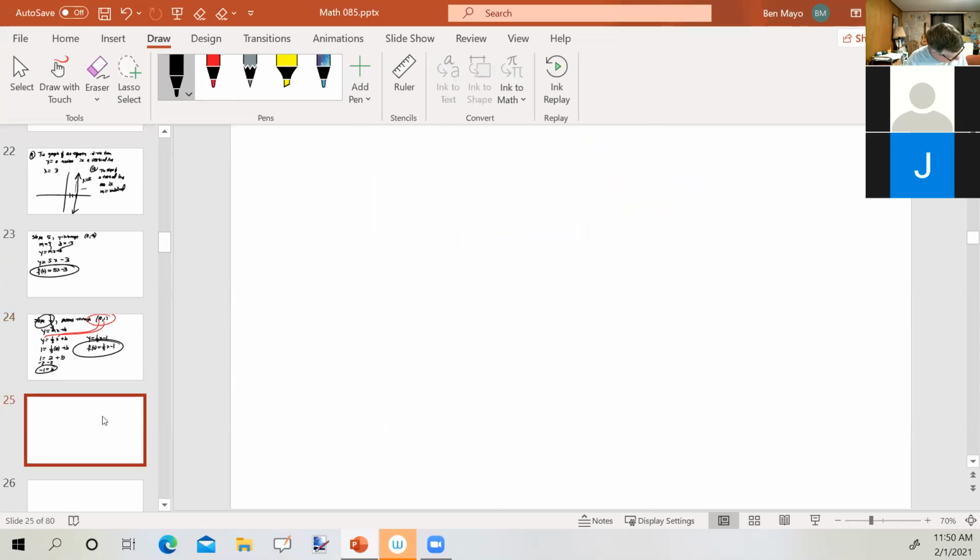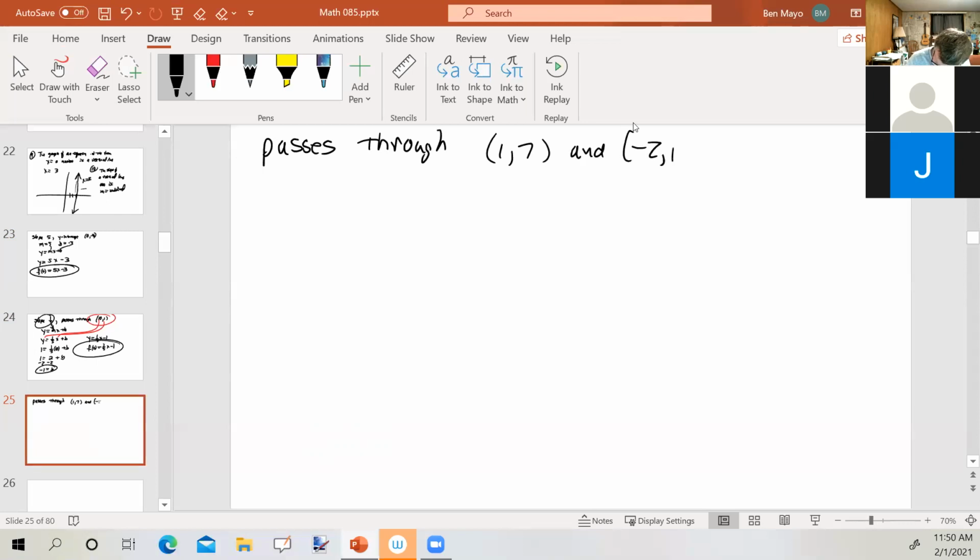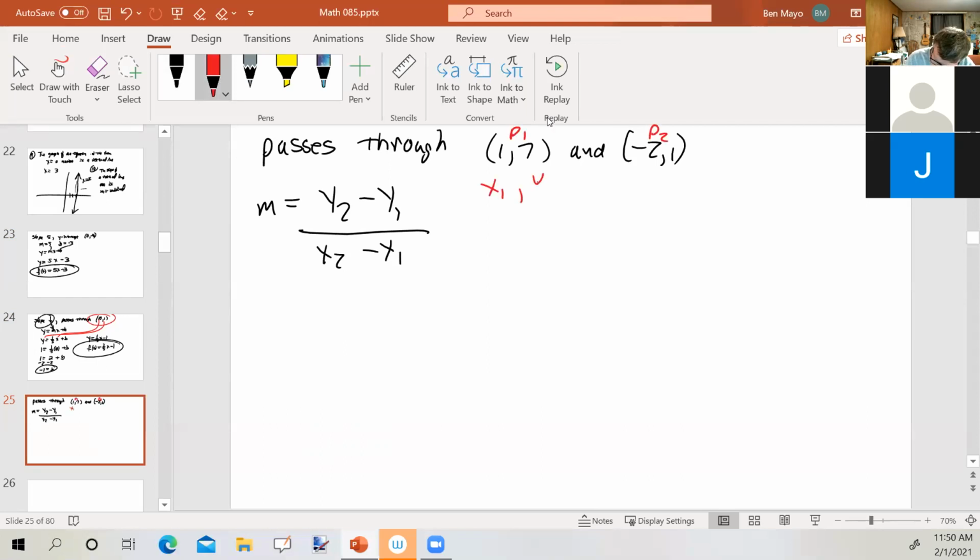Here's another example. Write an equation of a linear function that passes through the following points. So it passes through, let's see, 1, 7, and -2, 1. Well, to put it in the form y equals mx plus b, I need the slope and I need the y-intercept. I don't have either one. However, I can use the slope formula along with the 2 points that are given to find the slope.